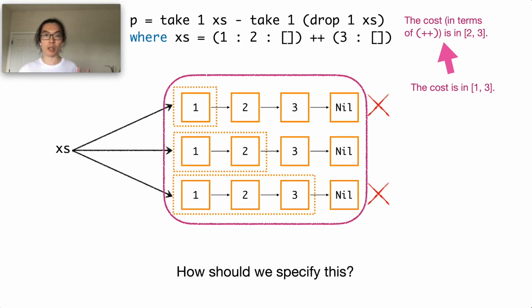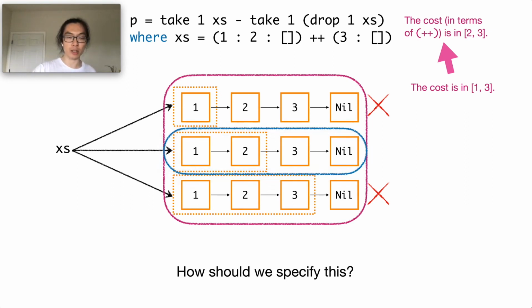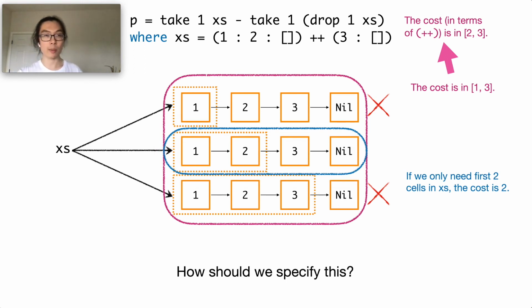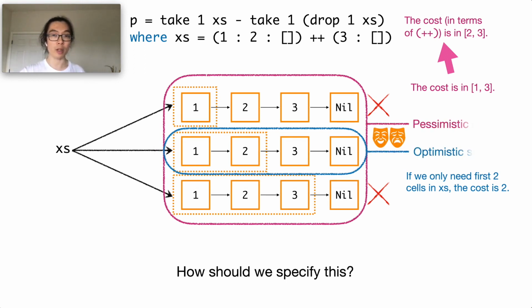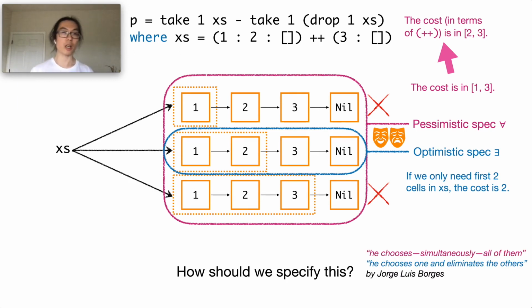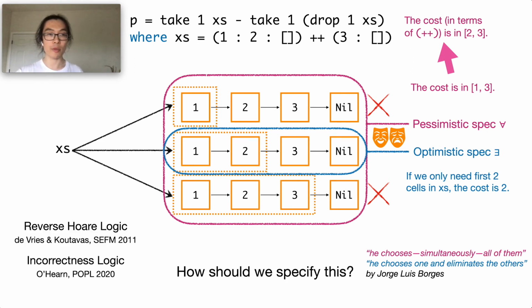We do that by utilizing another kind of specifications based on under-approximations. That say, if we only need the first 2 cells in xs, then the cost is just 2. Each kind of specifications has pros and cons, so we use both of them in practice. In particular, we call the first kind of specifications the pessimistic ones, and the second kind of specification the optimistic ones.